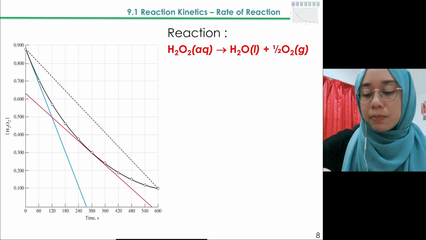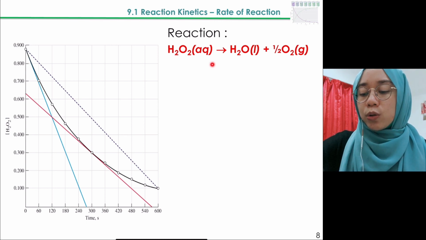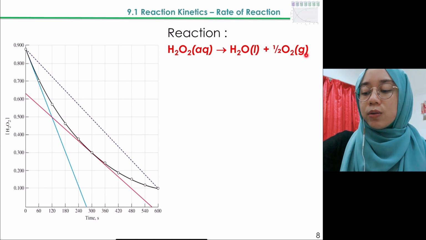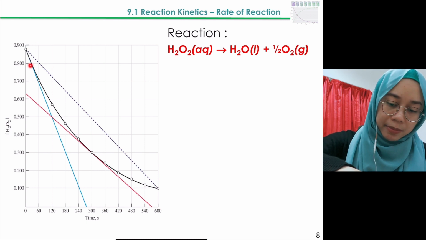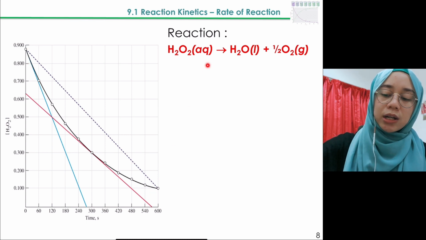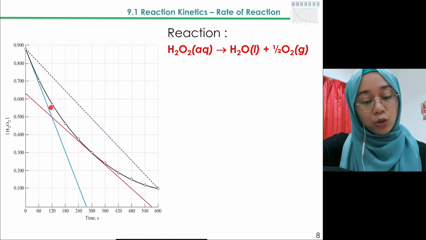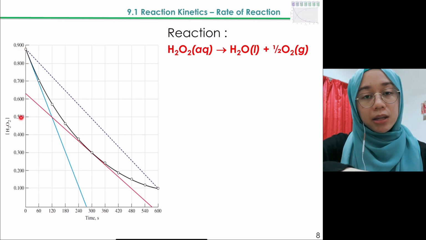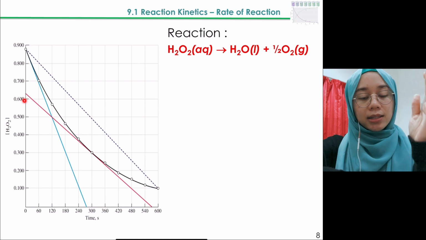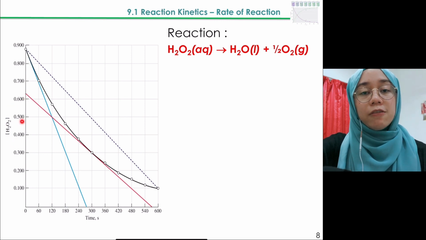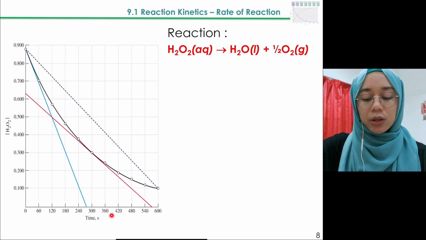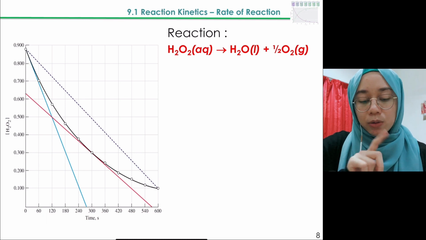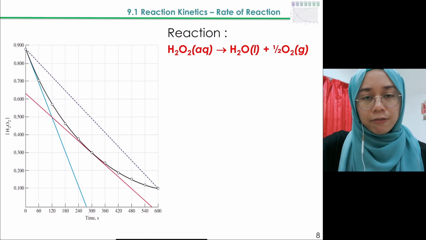Okay, so for example, reaction dekat sini kita ada H2O2 menghasilkan water and also oxygen gas. Okay, tapi kita punya graph ni, as you can see, dia menurunkan. So sebenarnya dia fokus on the reactant saja, H2O2. Sebab tu kamu tengok dekat sebelah kiri graph ni, dekat dia punya y-axis dia merujuk kepada concentration of H2O2 specifically. So only H2O2 punya concentration yang ditunjuk kat sini. And then bawah ni time lah.